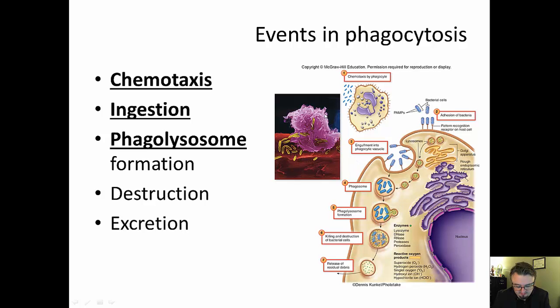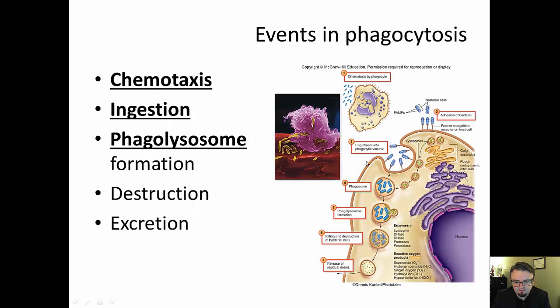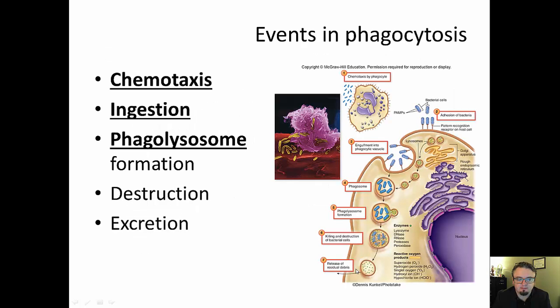Now, if we're looking at an antigen presenting cell, one difference would be that rather than excreting everything, some of these components would actually be routed to the Golgi apparatus. If you remember from chapter 5, the Golgi apparatus is like the UPS of the cell. It's involved in packaging and shipping, and some of these pieces would actually be packaged and shipped back to the membrane where they would be displayed for antigen presentation. That part's not shown here, but that would be another side event that would take place with macrophages.